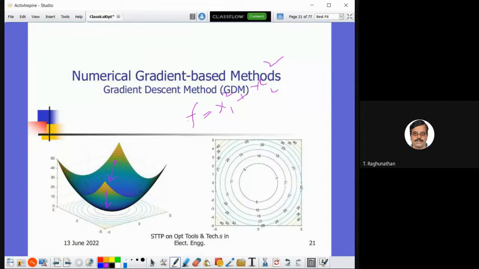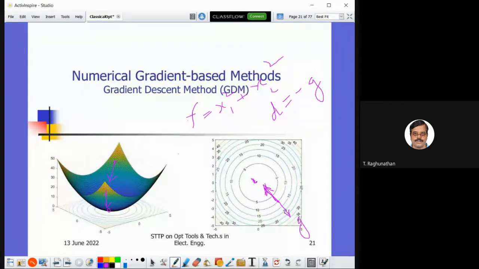See, this is the positive direction G. So D is equal to minus G, which is opposite of that, like I have shown here. If you go in that direction, we will reach the minimizer, the minimum. So that is the concept.